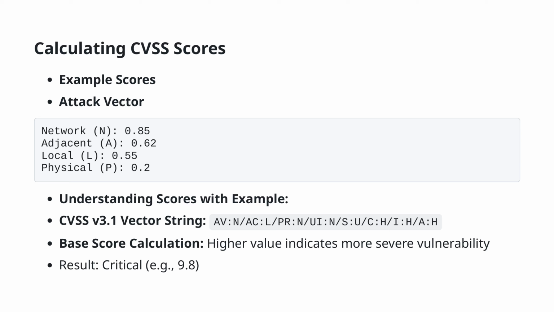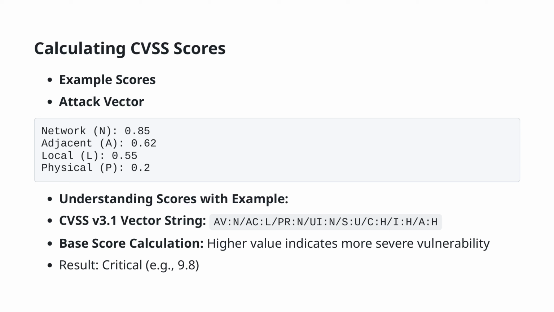The current slide focuses on how to calculate CVSS scores, providing a practical example to understand the scoring system better. The slide distinguishes between different attack vectors, such as network, adjacent, local, and physical, each with a corresponding numerical value that reflects the level of threat. For instance, a network attack vector has a value of 0.85, indicating a high potential for exploitation.